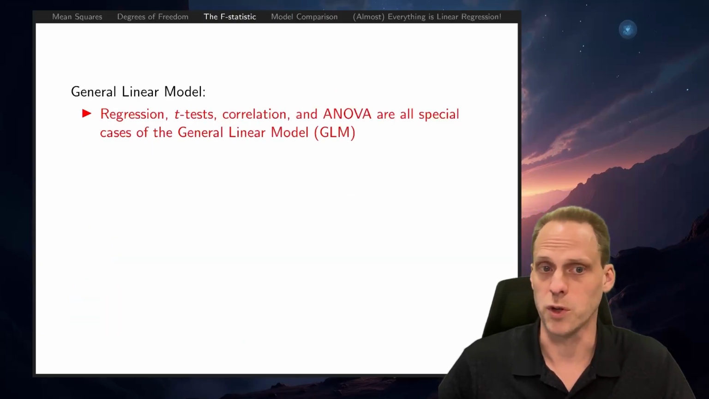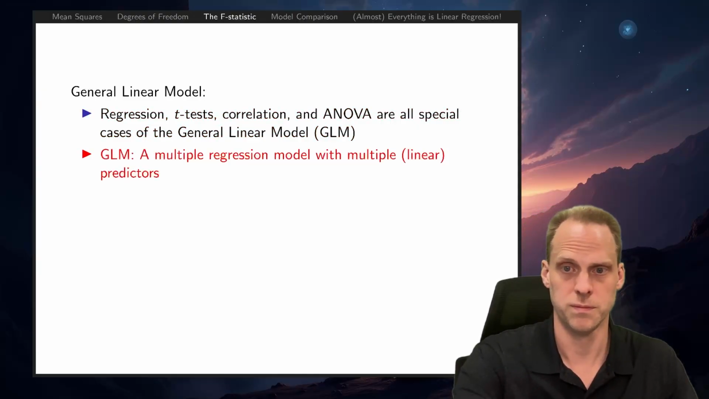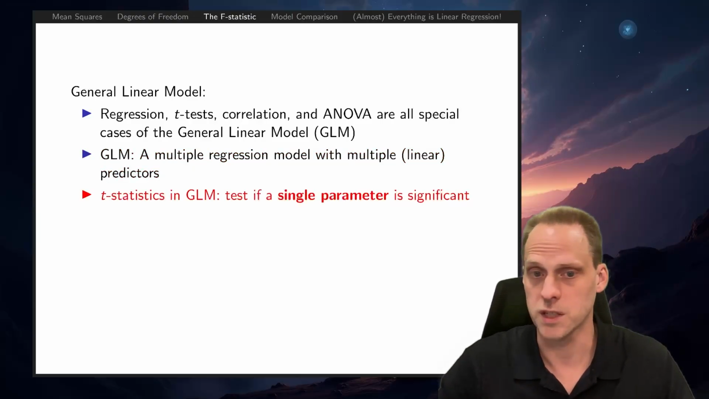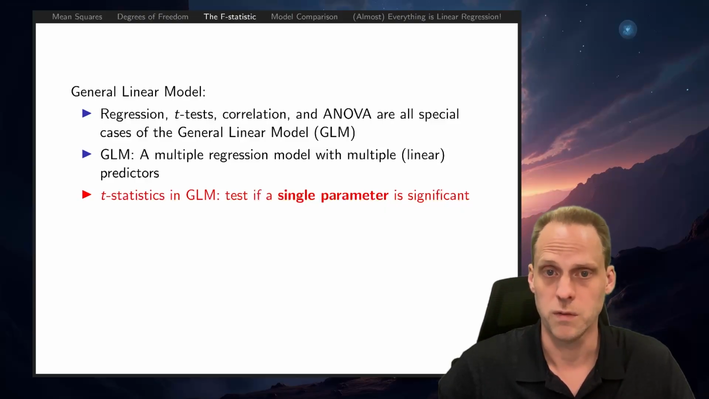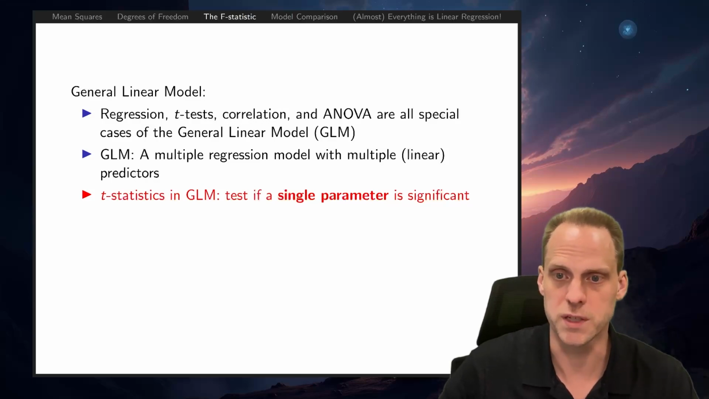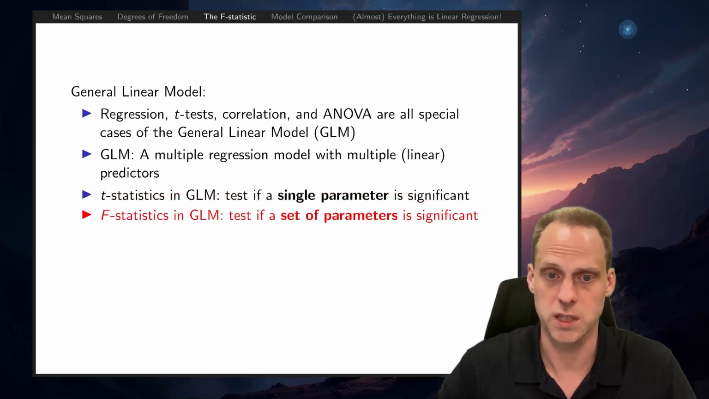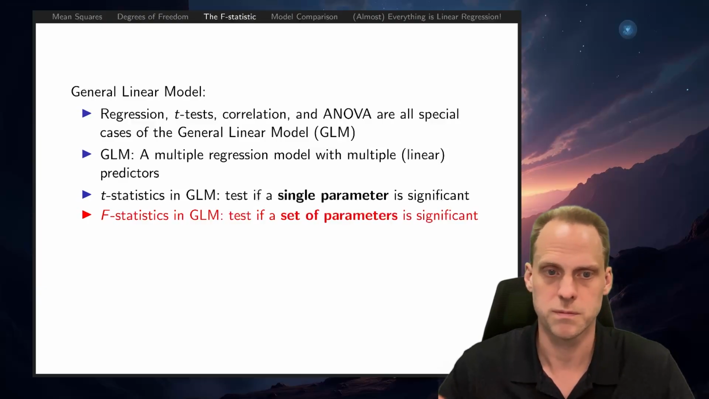So the general linear model, all these models like regression, t-test, correlation, ANOVA, they're all actually special cases of this general linear model. Right? There's a multiple regression model with multiple linear predictors. The t-statistic in the general linear model tests if a single parameter is significant. So we use a t-value to test if, for example, one slope or one difference between means is significant. The F-test is used to test if a set of parameters is significant. Because for a single parameter, we can just already look at the t-value.